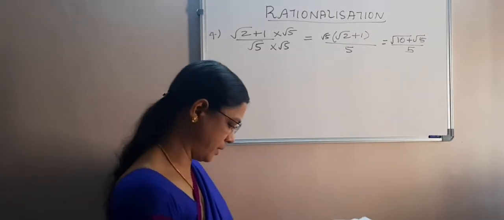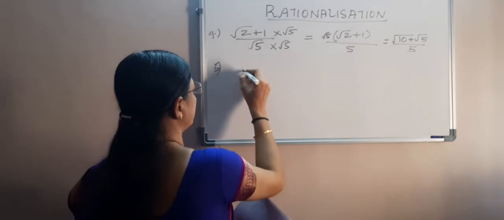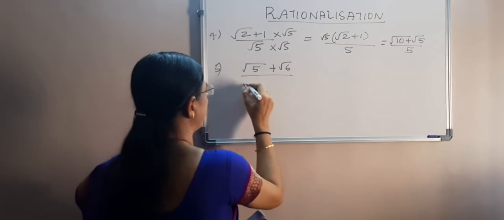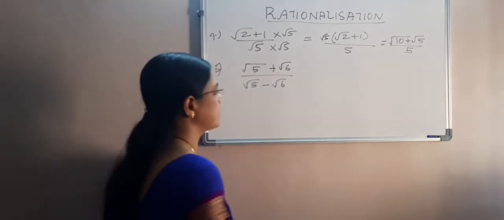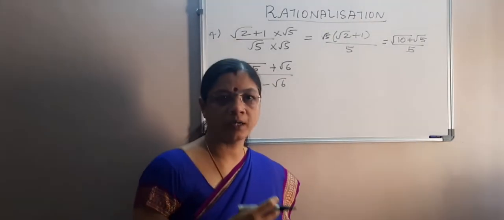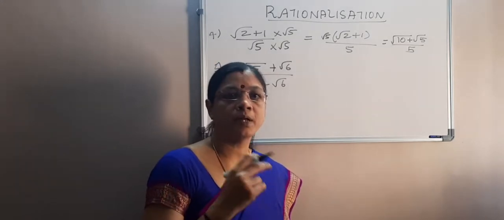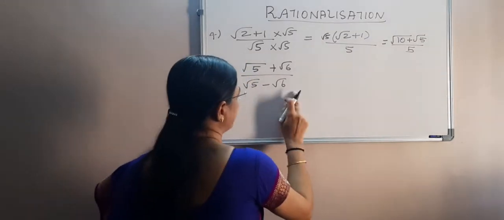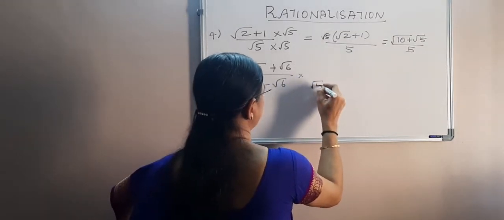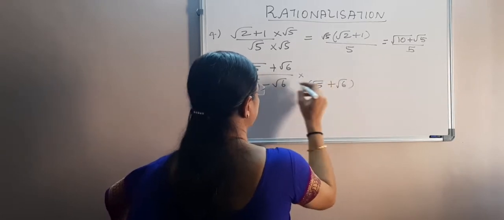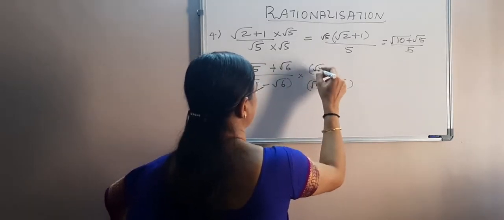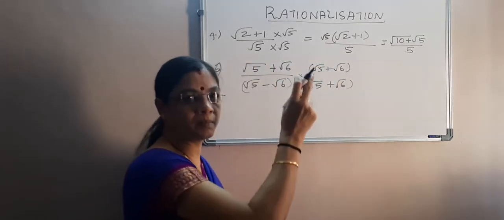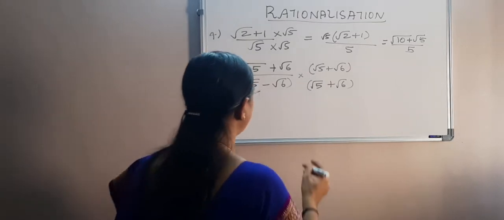Now our fifth sum is, see, this involves an expression root 5 plus root 6 divided by root 5 minus root 6. As I told you, if you have an expression containing irrational numbers, you need to multiply and divide by the conjugate of the denominator. So what is the conjugate of the denominator? Yes, it is root 5 plus root 6. Okay, so root 5 plus root 6 gets multiplied into both numerator and denominator.